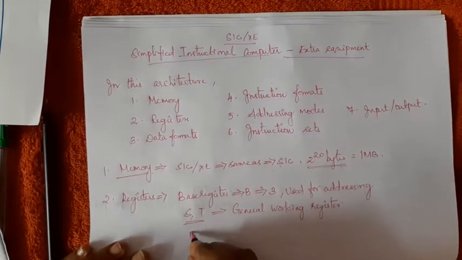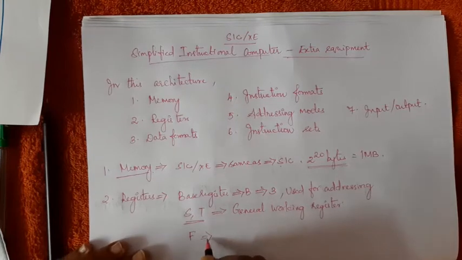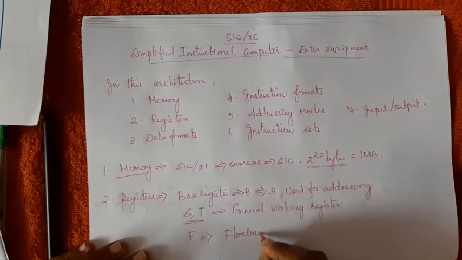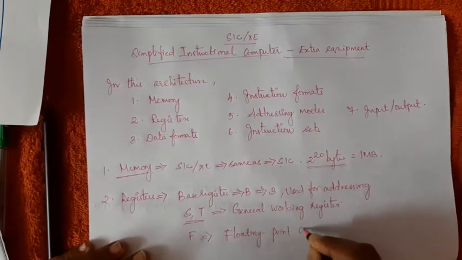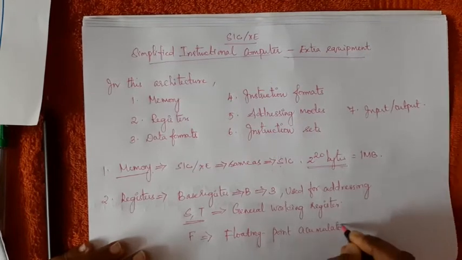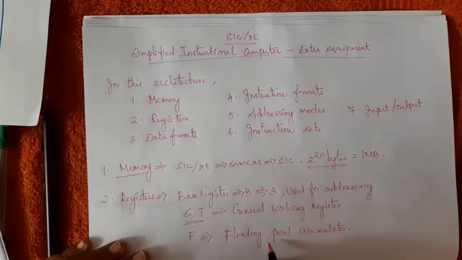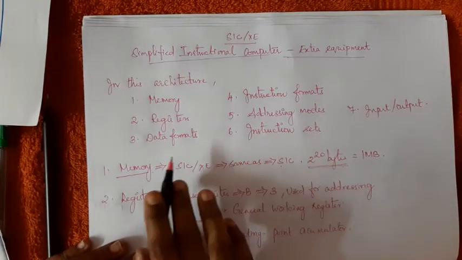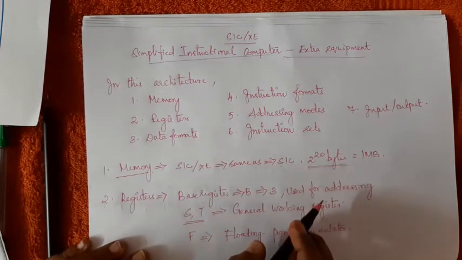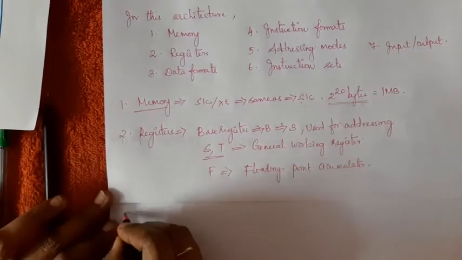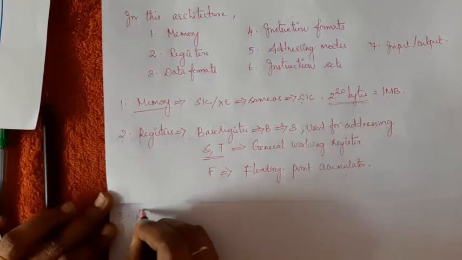Okay, and next one is F, which means floating point accumulator. In SIC, this floating point accumulator or floating point data type instruction will not be supported. Whereas in SIC XC, we have the floating point accumulator, and in the data format we have the floating point data type. So this will be supported by SIC XC. Okay, we'll see here data format.